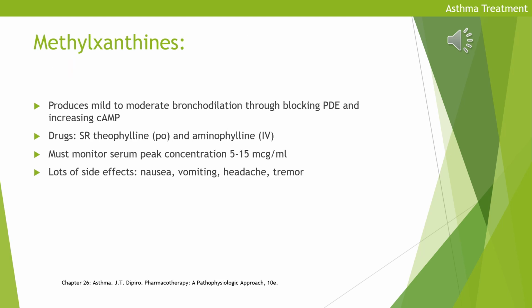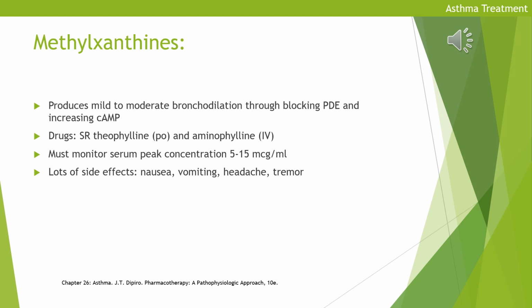The methylxanthines work by producing mild to moderate bronchodilation by blocking phosphodiesterase and increasing cyclic AMP. The two drugs in this class are theophylline, which is PO, and aminophylline, which is IV.